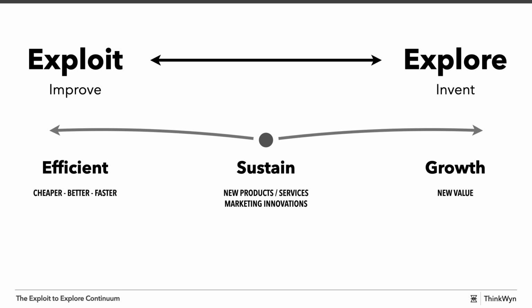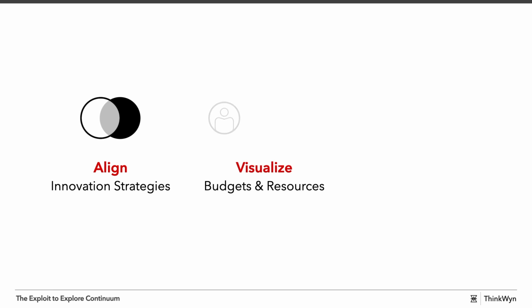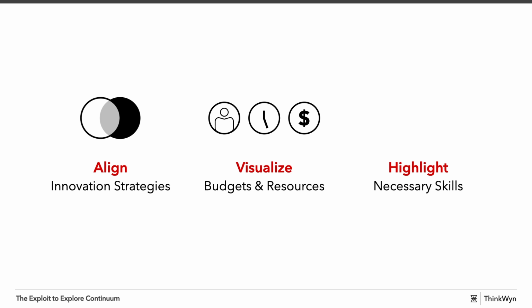Now, in the spirit of connecting strategy to execution, I want to share three areas where I found great success in leveraging this tool. These are by no means the only way to use this tool, but I do believe they are a great starting point. First, to align leadership teams on existing and potential innovation strategies. Second, to visualize where budgets and resources should be leveraged. And third, it's a great tool for hiring managers to see where they need additional people or where they have a skill deficit that will prevent them from achieving their goals.